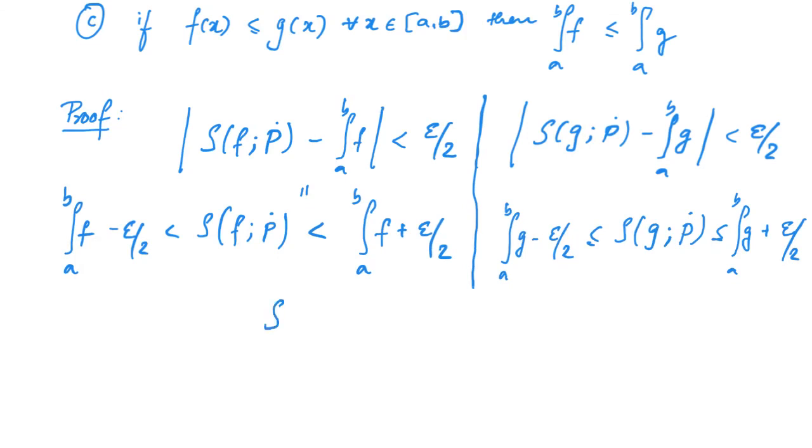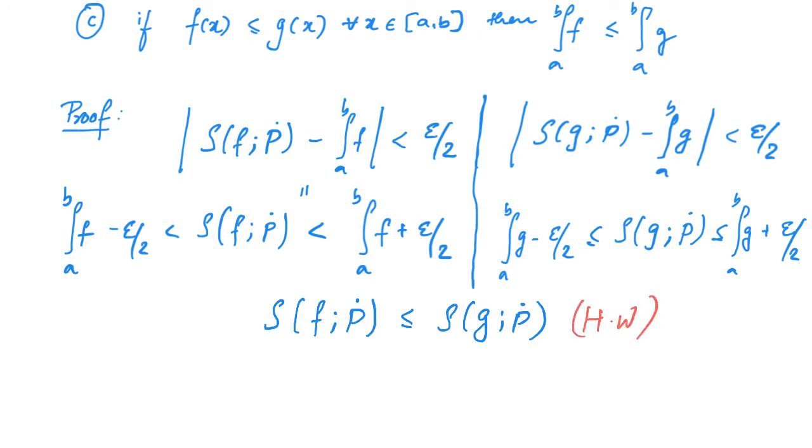Finally, we can prove that irrespective of which partition we take, S of f P dot is less than or equal to S of g P dot. Okay, this is similar to what we did for S of kf P being equal to k times S of f P dot, and I just leave this as a homework. So I assume you prove that, and then you look at this inequality and this inequality together.